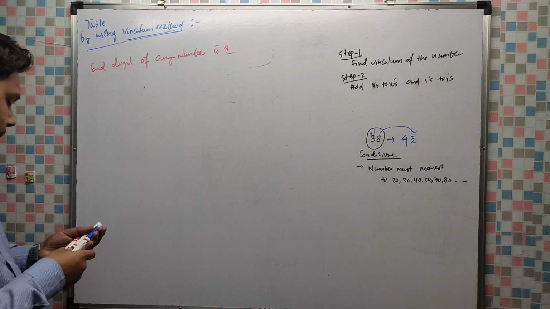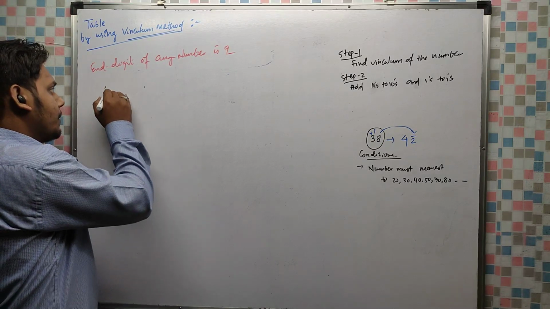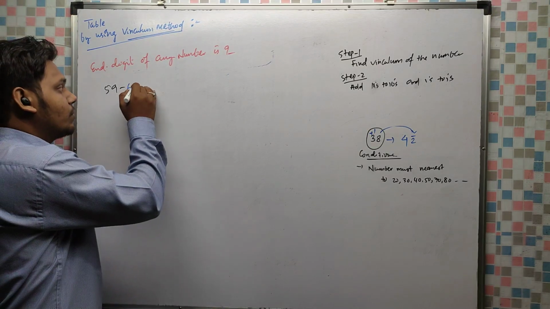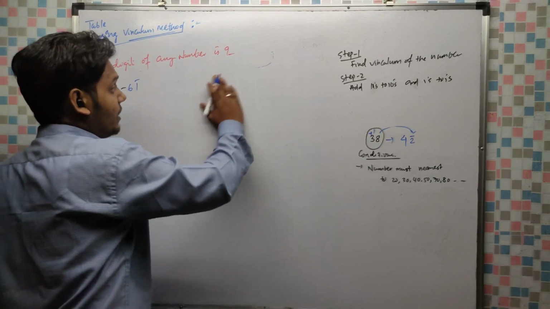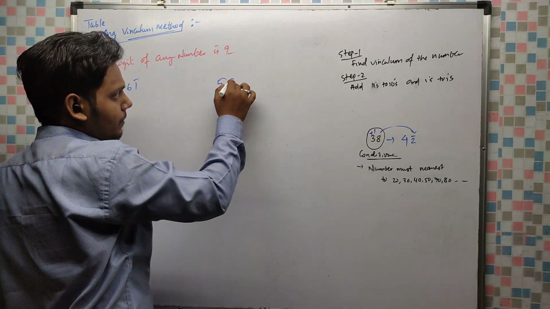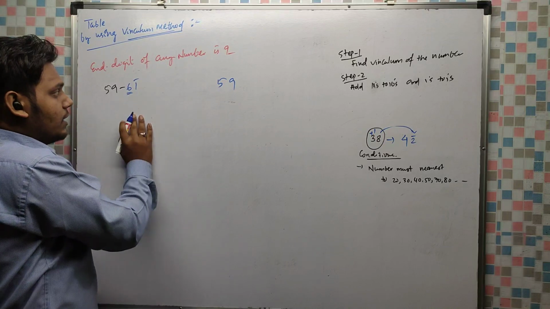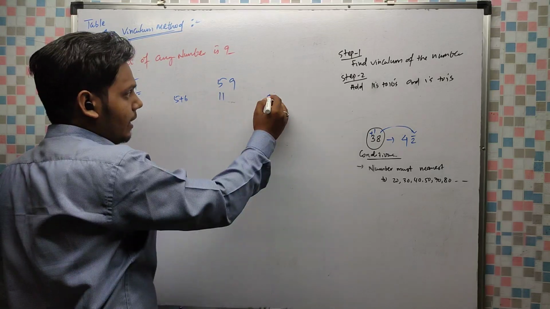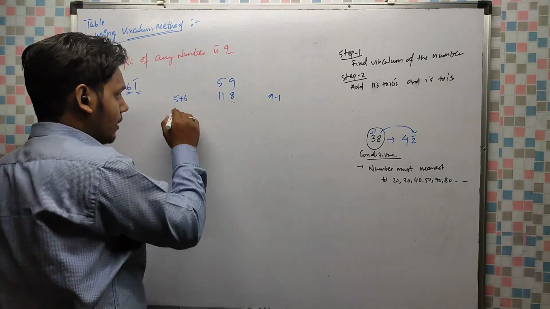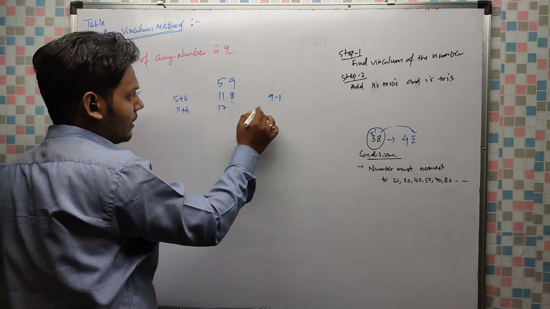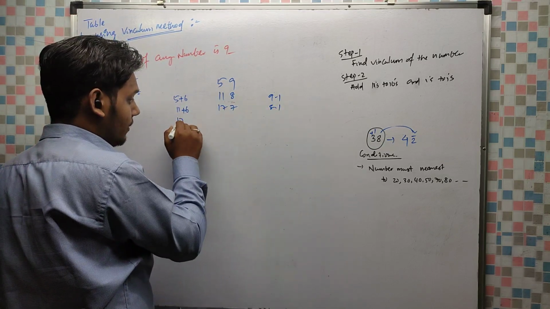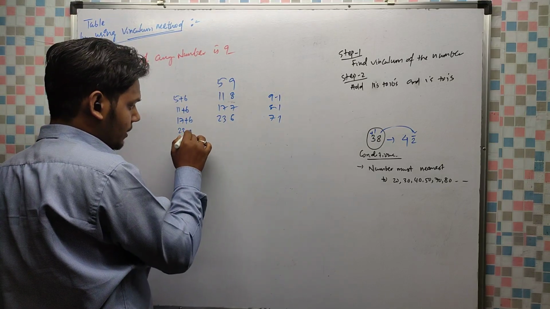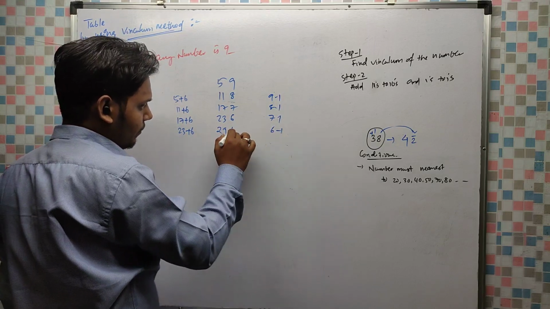Suppose 59 is given. 59 can be written in the form of 6 1 bar. Now what you have to do: first write the number 59 itself. Now this is 6 and this is minus 1. So 5 plus 6, how much will it be? 11. And 9 minus 1 is 8. Then 11 plus 6 is 17, and 8 minus 1 is 7. 17 plus 6 is 23, and 7 minus 1 is 6. Then 23 plus 6 is 29, and 6 minus 1 is 5.